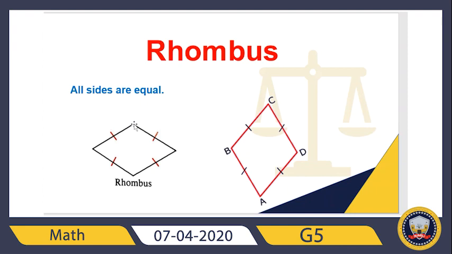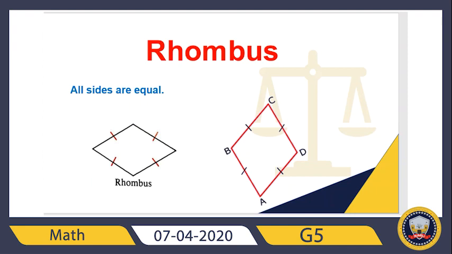So each member of this family has different characteristics, different properties that differentiate this polygon or this shape from its brothers, the other members in this family.